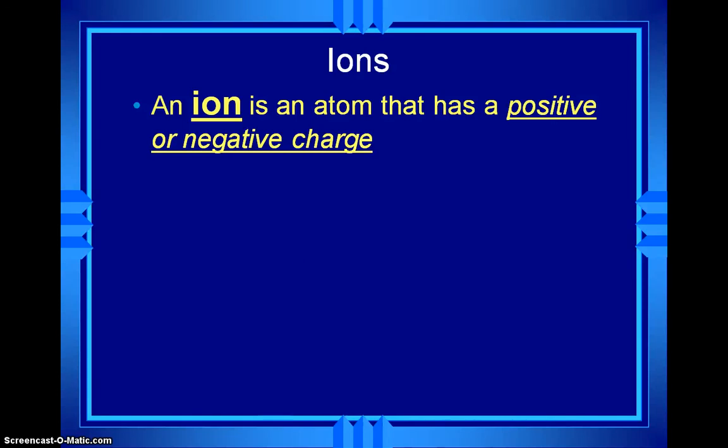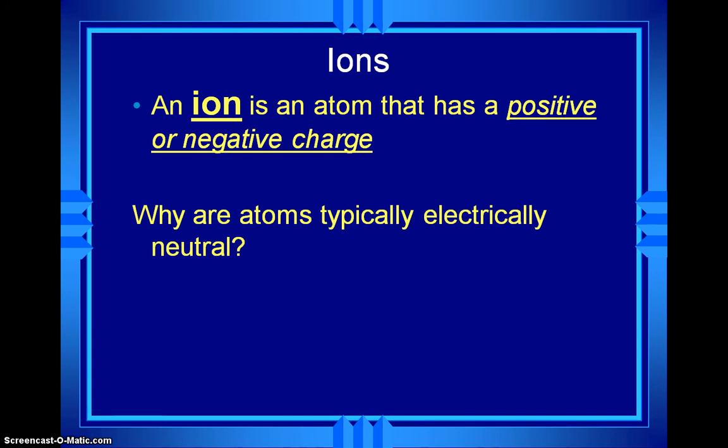This is going to be a very brief video in which I discuss the idea of ions. Now, this isn't necessarily a periodic trend, but we need to understand what an ion is before we discuss the rest of the periodic trends. So an ion is an atom that has a positive or negative charge.